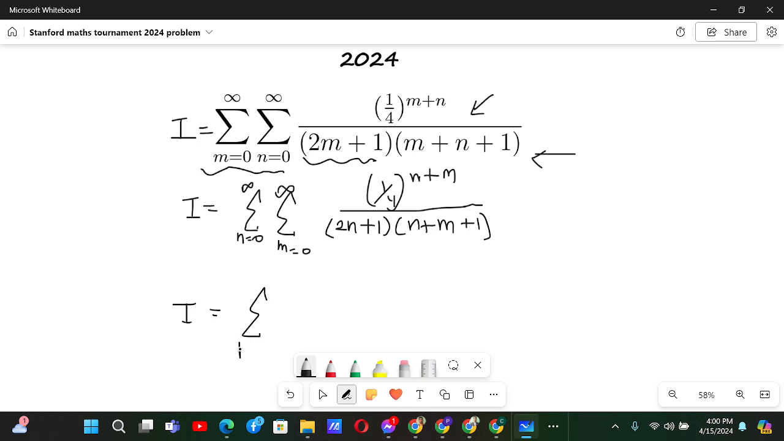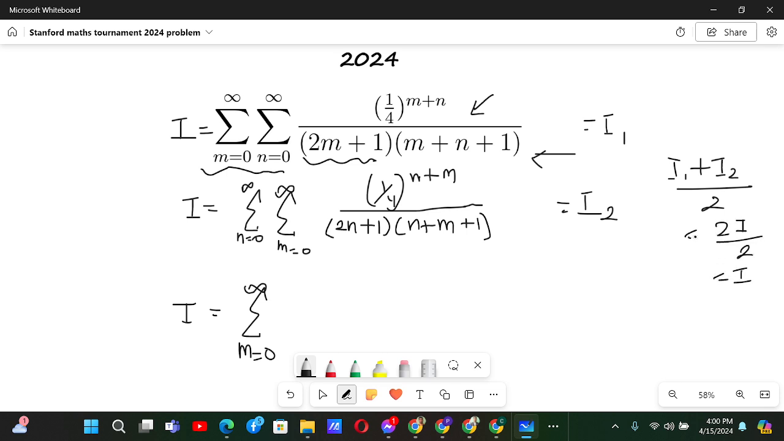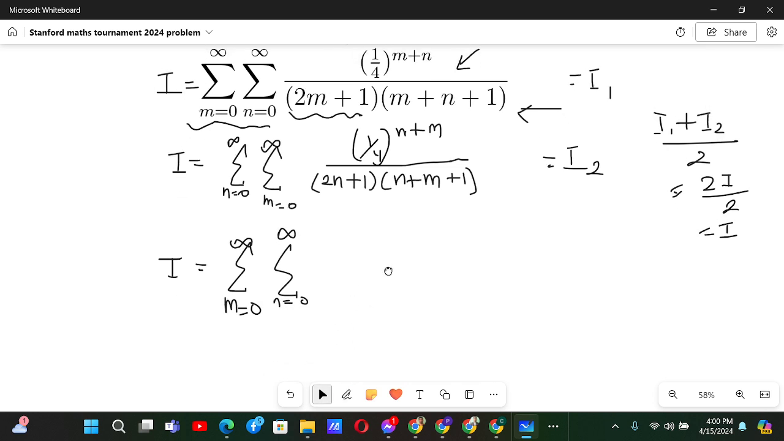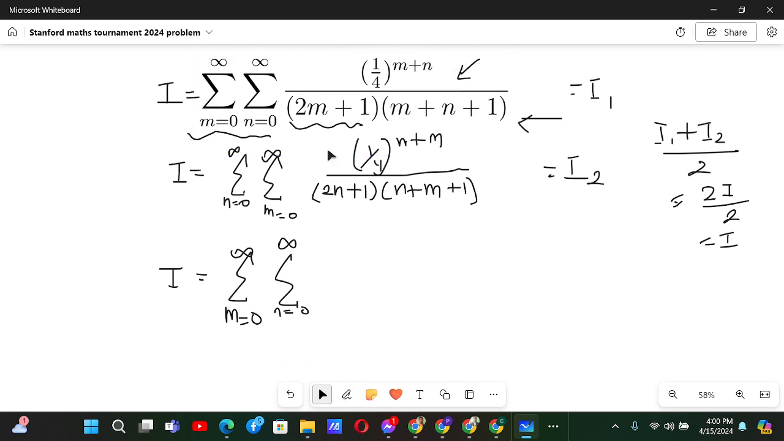So basically, this is also I, this is also I. Now I'm going to add these two. Let's say this is I1 and I2, and if I add these two and divide by 2, that will just be 2I by 2, so I'm just going to get I itself. So we have the sum from m equals 1 to infinity, sum from n equals 0 to infinity, and we will add these two and divide by 2.